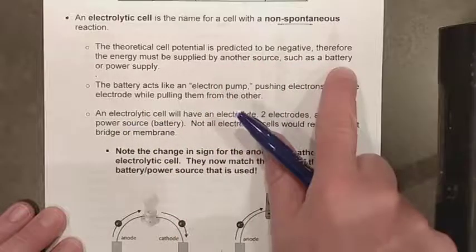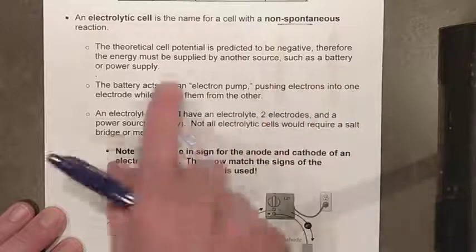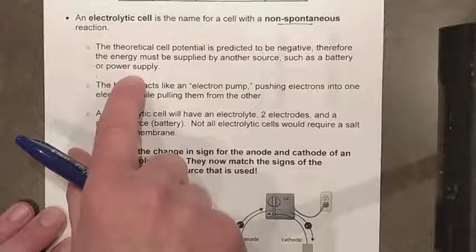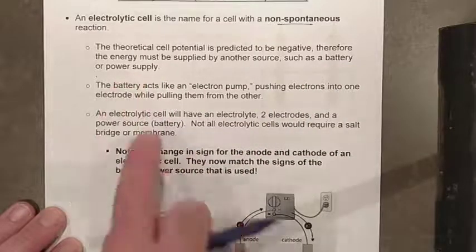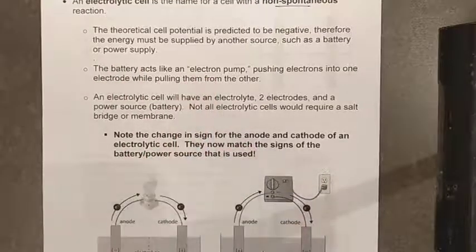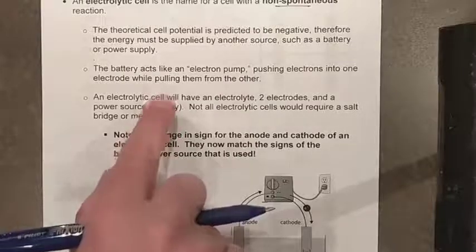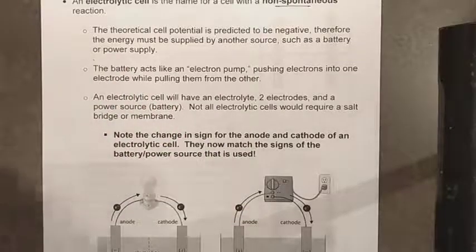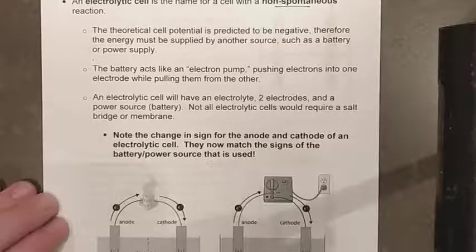Now, it could be another battery, not overly efficient, or maybe some sort of generated power supply like plugging it into your wall. This battery will act like an electron pump. What it's going to do is force the electrons against their nature. Instead of from RA to OA, it's going to force them to go the other way. This is because your power supply has a greater potential difference and it has the ability to force this reaction that wouldn't occur on its own.